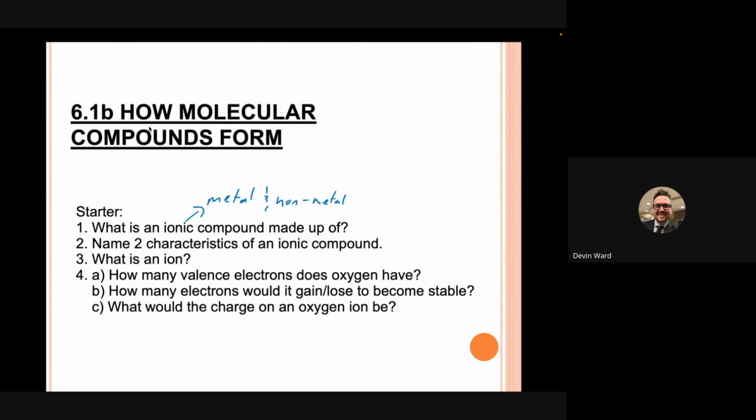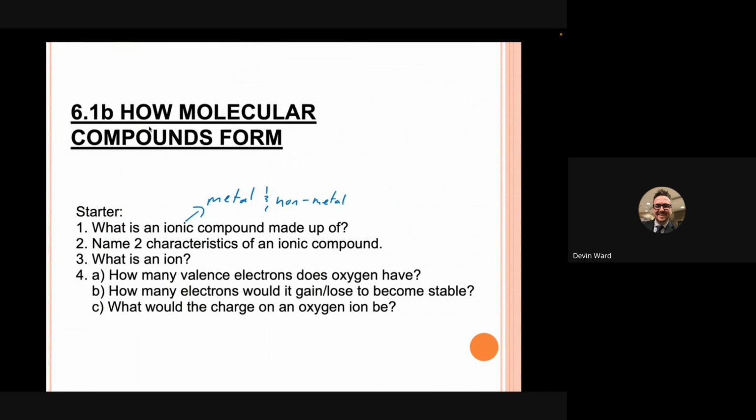Like CO2, can anyone tell me what that is? Good, whoever yelled out carbon dioxide. Good job. I really hope someone yelled that out, otherwise it would sound crazy right now. Okay, carbon dioxide. Carbon and oxygen are both nonmetals. That's why it's a molecular compound. They're different in how they form, and they're different also in how we name them. Whereas we had sodium chloride here, we name that differently than our molecular compounds. So molecular compounds are again made up of two or more nonmetals.